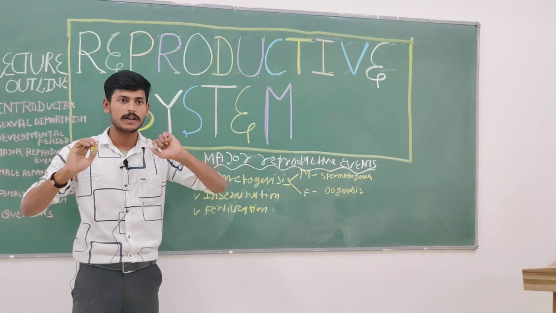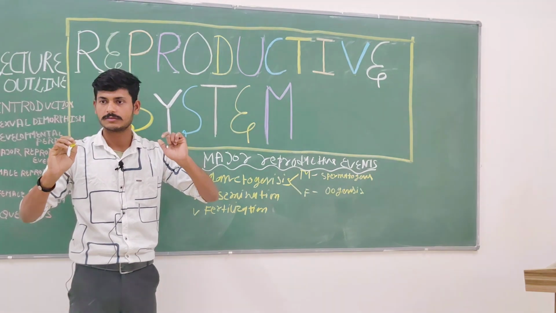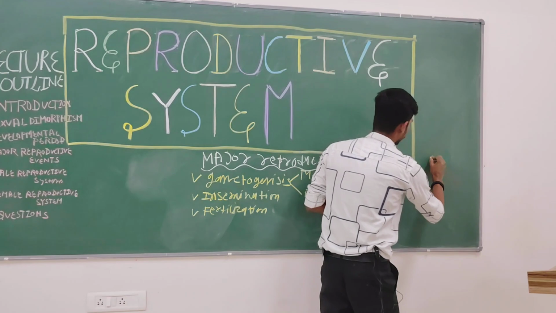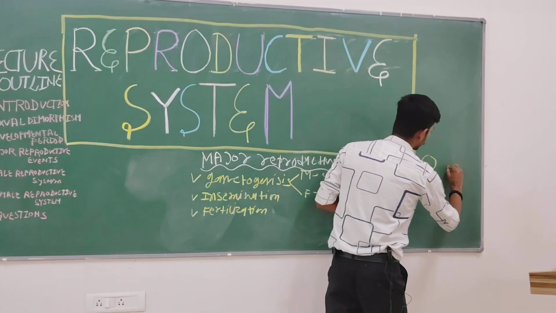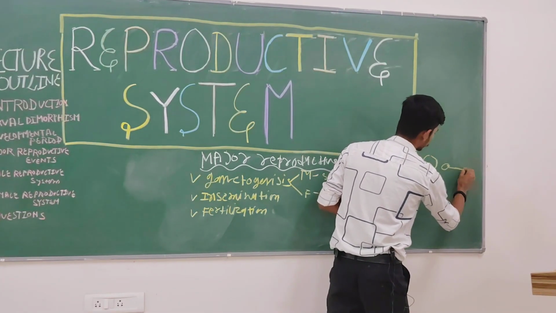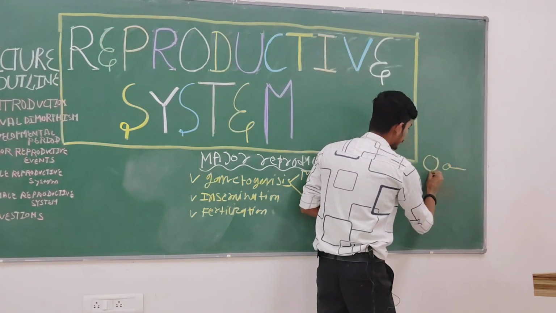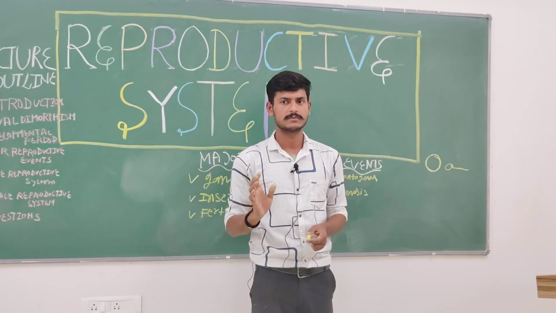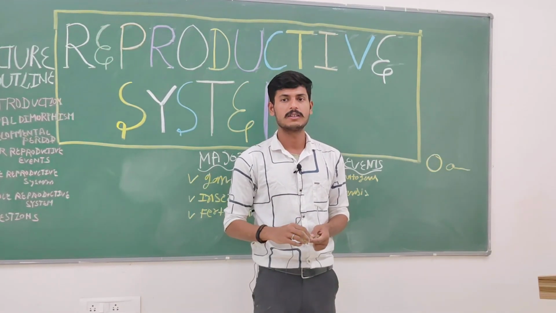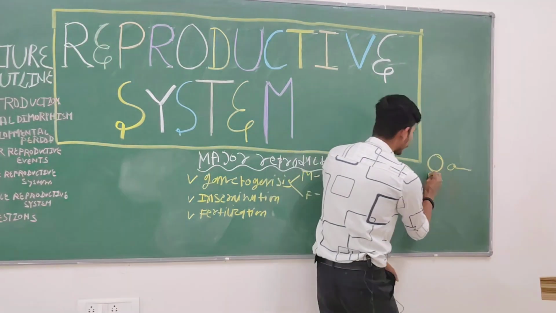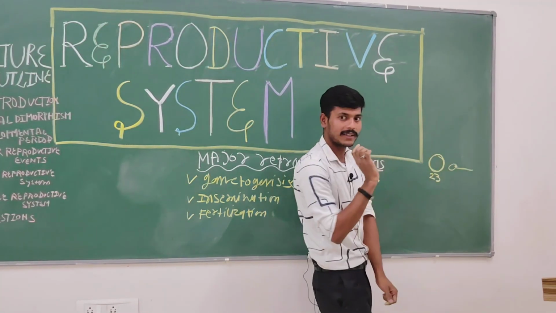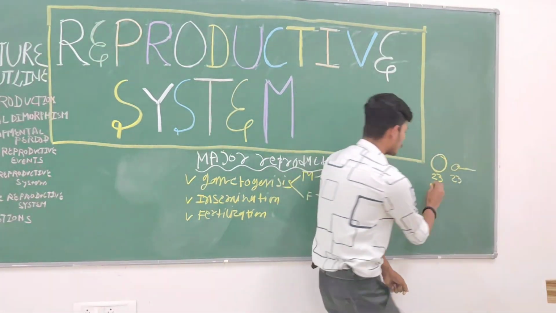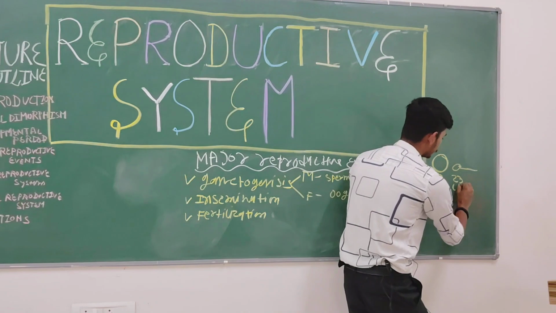Now you know that the egg is also haploid in nature. Do you know haploid, diploid? Don't know? See, this is your egg and this is your sperm. Haploid means it contains half the chromosomes. How many chromosomes do you have? 46. In pairs, how many? 23. So 23 are carried by the egg and 23 are carried by the sperm. That's why they are called haploid.